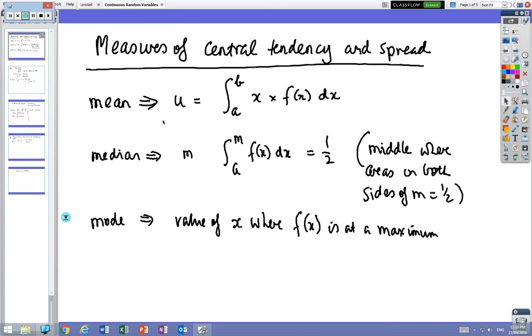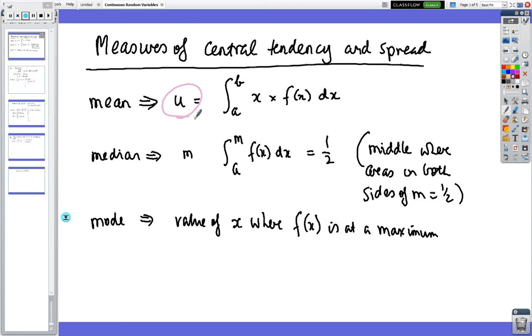Okay, so we're up to the next part of continuous random variables, and we're going to look at mean, median, and modes. And the first formula is the mean. Okay, that's the symbol for mean.